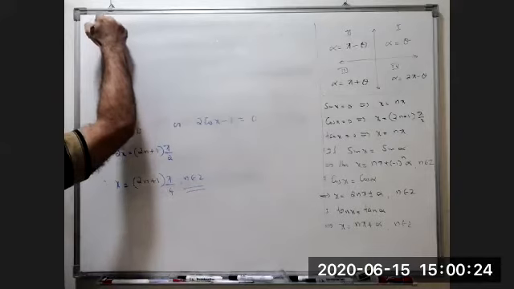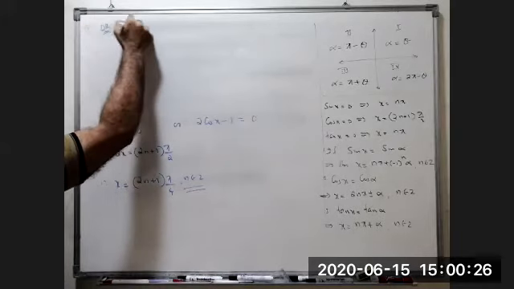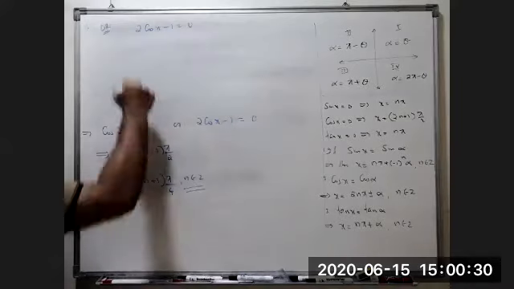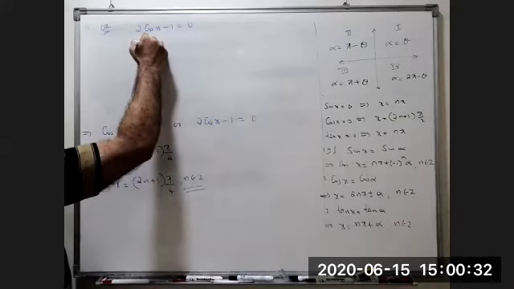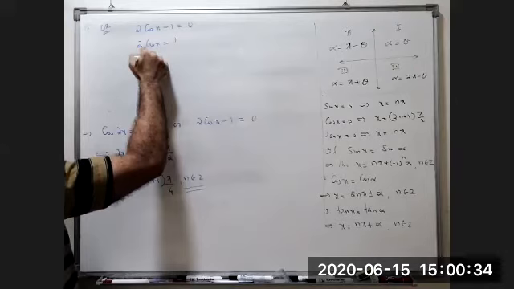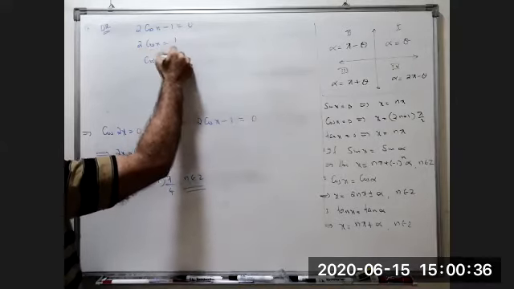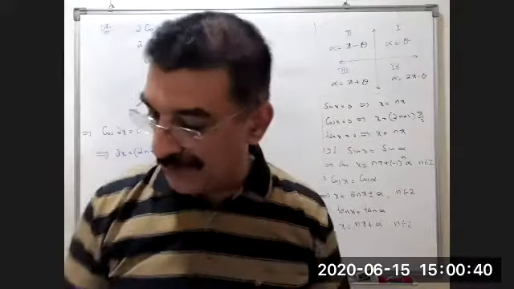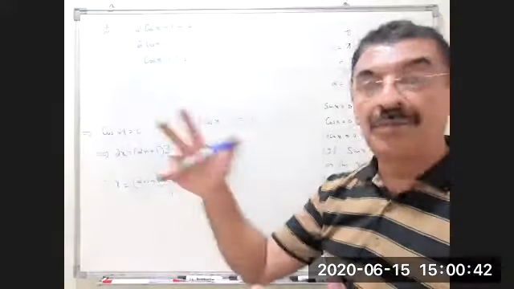Now, or 2 cos x minus 1 is 0. That means 2 cos x is 1. Cos x is equal to 1 by 2. This is that question we did previously.